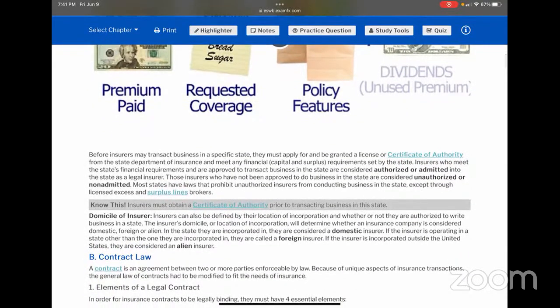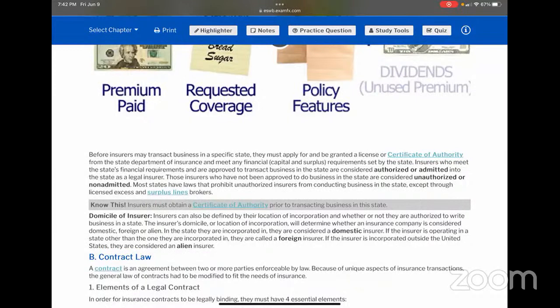Before insurers may transact business in a specific state, they must apply for and be granted a license or certificate of authority from the State Department of Insurance and meet any financial (capital and surplus) requirements set by the state. So that means that the insurer, which is the company, has to be licensed in every state, and they have to meet those requirements set by the state. So each state will be different.